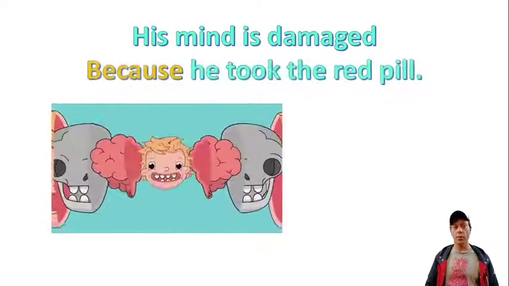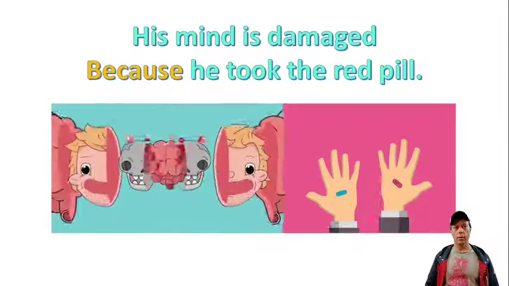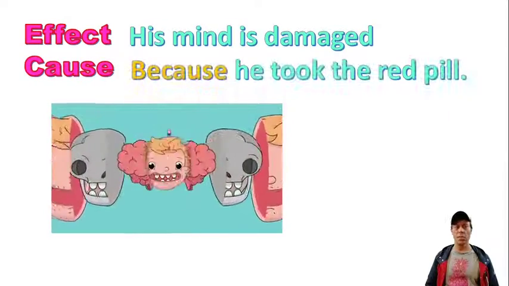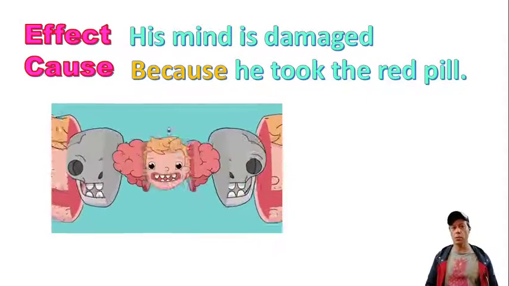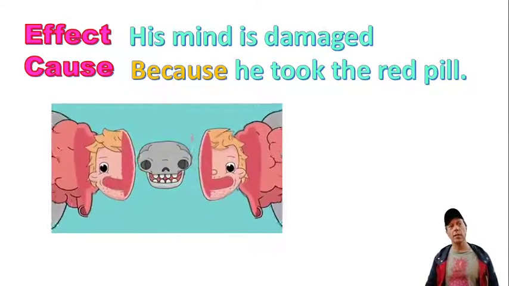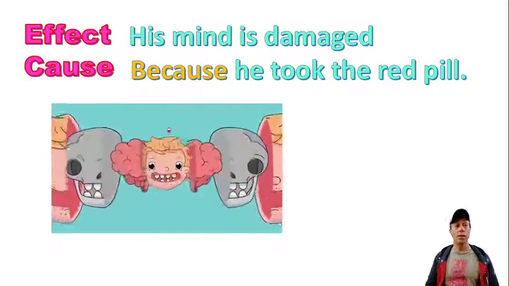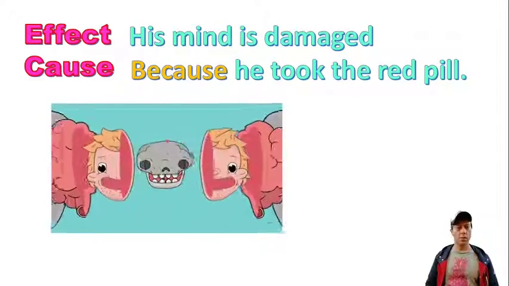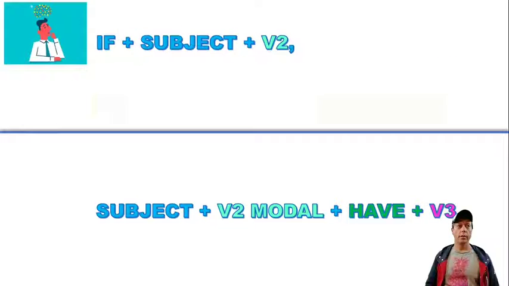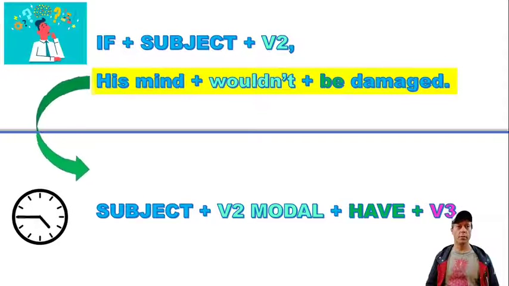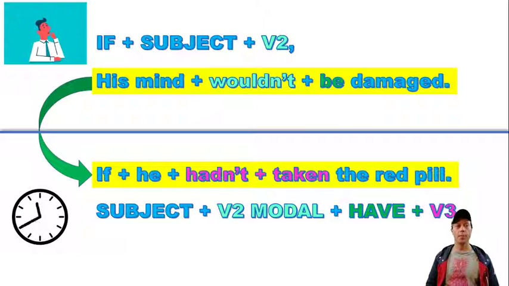Okay, another example. His mind is damaged. Why? Because he took the red pill. So let's have a look at the cause and the effect. The effect: his mind is damaged. The cause: because he took the red pill. Notice the conjunction is be verb plus cause, and so is effect. So I know that because means the cause. Alright, so that looks like the effect is in the present and the cause is in the past. So the effect will be from the second conditional and the cause will be from the third conditional. Let's have a look. His mind would not be damaged if he hadn't taken the red pill. That's regret, definitely regret.